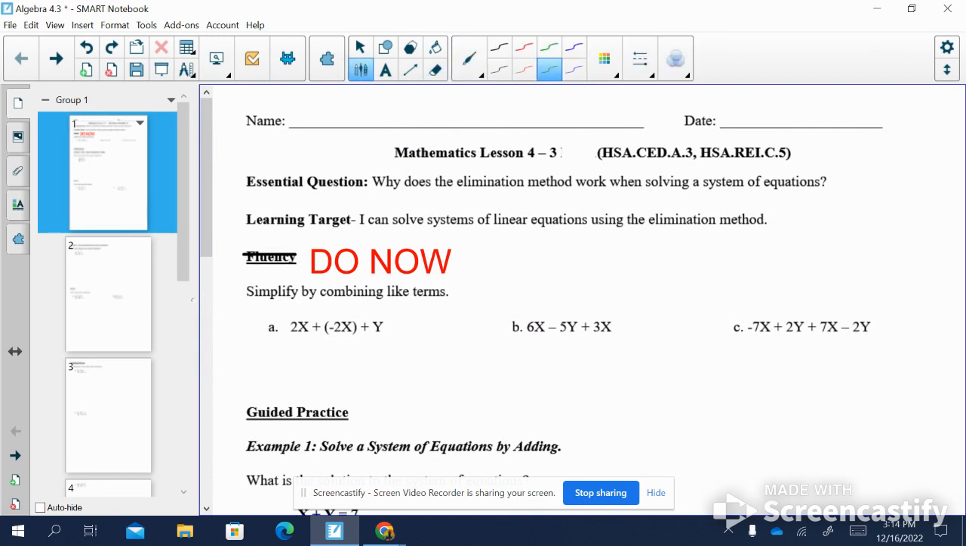Let's look at the do now that we looked at just to understand it a little bit. I'm going to go over A right now. So in A, this is just simplifying, it's not an equation, but I see a 2x, I see a negative 2x, and I see a y. Well, because a 2 and a negative 2 are opposites and combine to get 0, if I add 2 x's to negative 2 x's, I get 0 x's, which means I have eliminated my x's, leaving me with just the y.